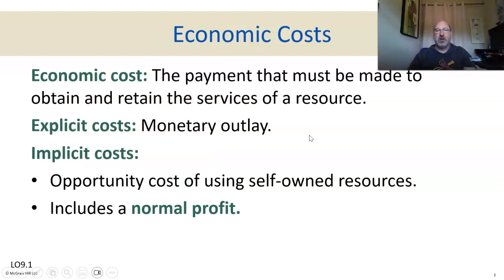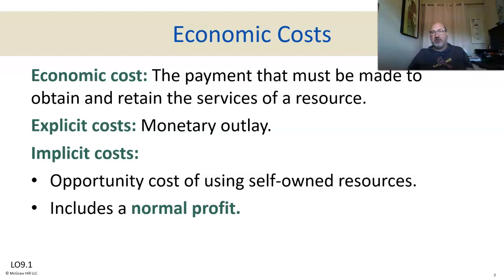All right, so economic costs are the payments that must be made to obtain and retain the services of a resource. We have two different types of costs: explicit costs, for which there is a monetary outlay, in which case you can get a receipt. Accountants love receipts. So, if you're an accountant, here's your chapter, right? So monetary outlay, you can get a receipt. It's money changing hands.